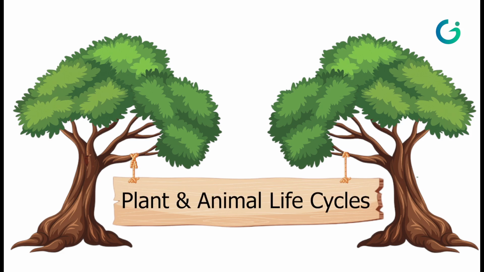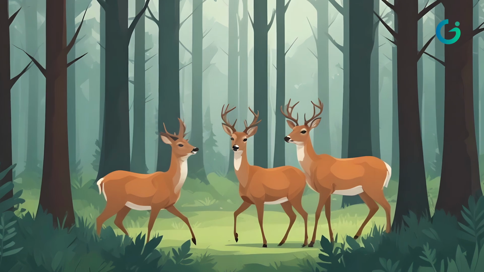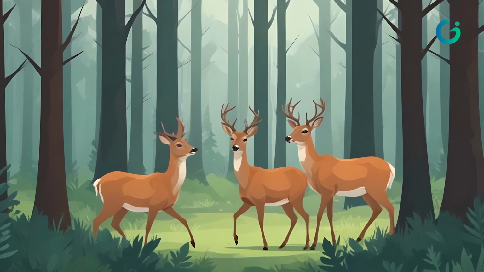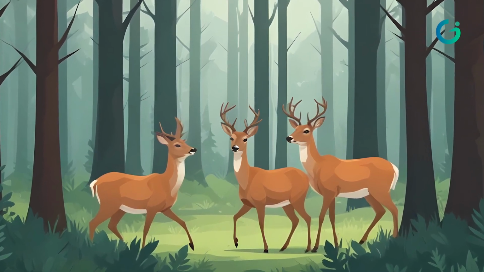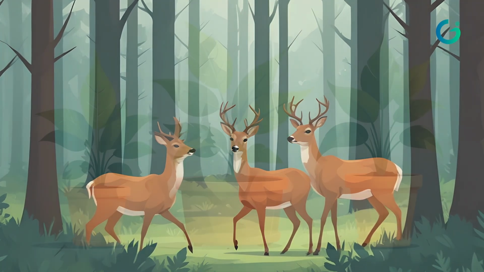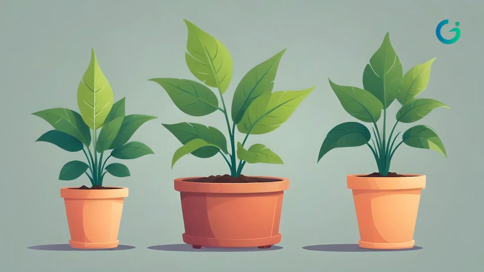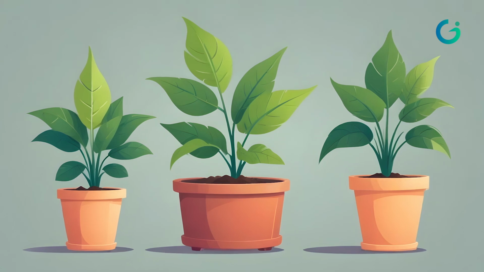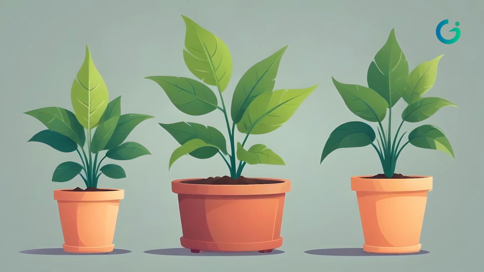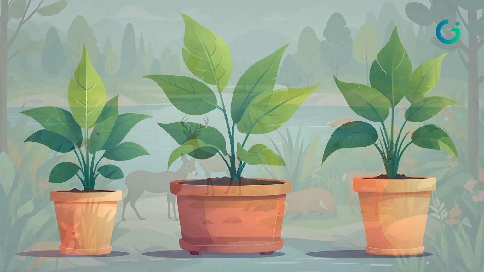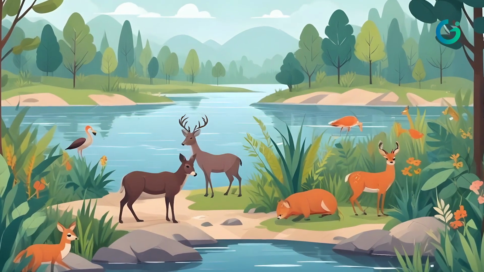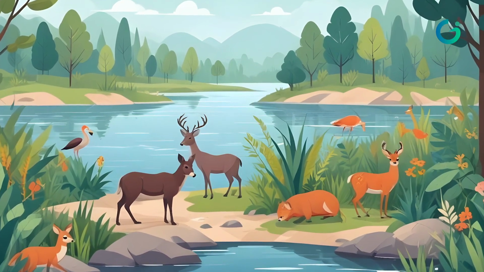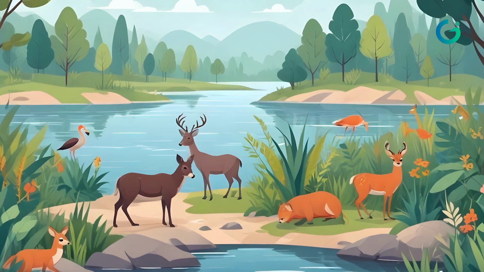Plant and animal life cycles. Plants and animals go through different stages in their lives, called life cycles. By observing and comparing these life cycles, we can learn how living things grow, change, and reproduce. Understanding these cycles helps us appreciate the diversity of life around us.